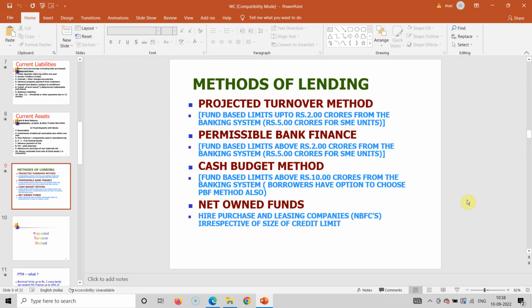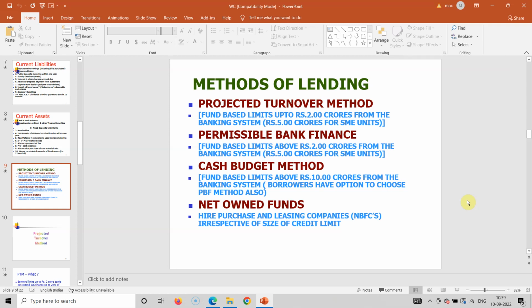The method of lending we basically have is the projected turnover method, wherein we see the turnover in a financial year as per the financials, and based on that 20% of it is financed as working capital. That is the projected turnover method. Then MPBF, maximum permissible bank finance. This also has a formula, Form 4, where we fill in all the data from the financials. Cash budget, fund based limits and net owned funds, right, which is again infused by the promoter directors.